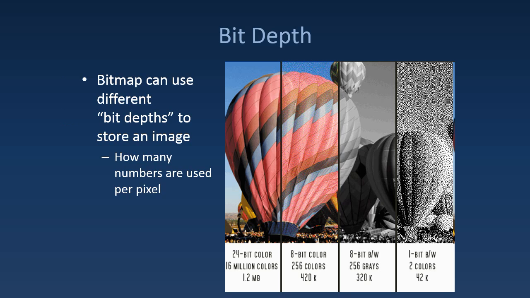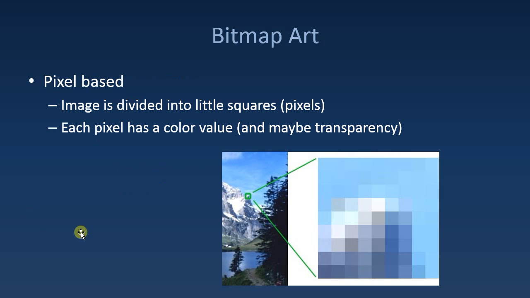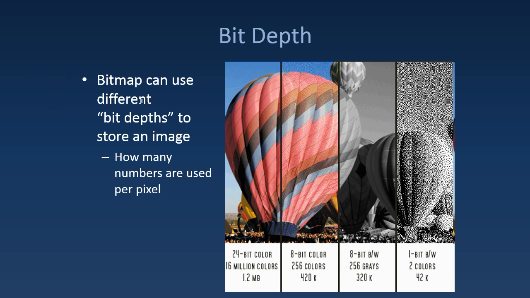When we're talking about bitmap art, we care about how many pixels are in the image, its width and its height. And then we also care about how many colors are used for each square, how much bit depth we have, how many different possibilities we have to represent each little square. The modern standard is 24-bit color. And so that means each pixel in the image has 24 bits, or about 16 million different choices.